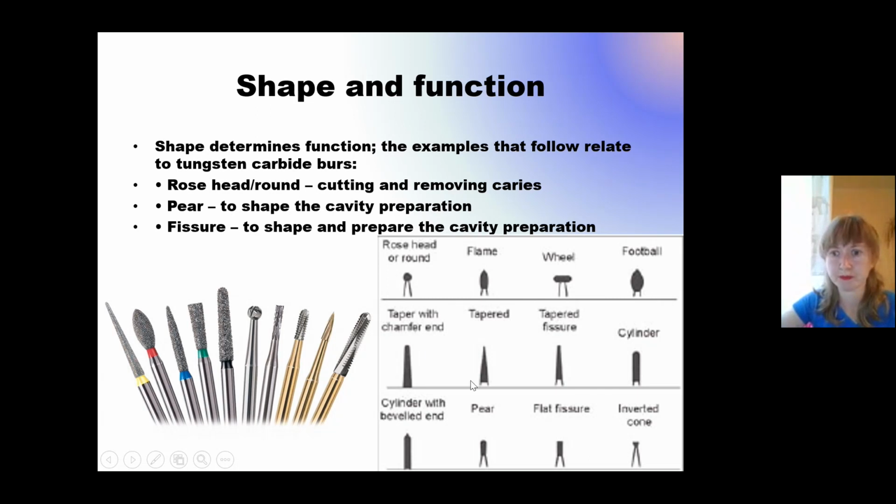Fissure. Different types of fissure burr. Fissure burr, tapered fissure. All of them are used to shape and prepare the cavity preparation. Some are used for finishing and polishing of the buccal wall of a caries cavity or restoration, especially the cervical part of the tooth crown.